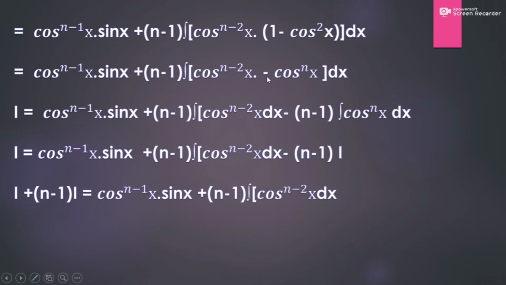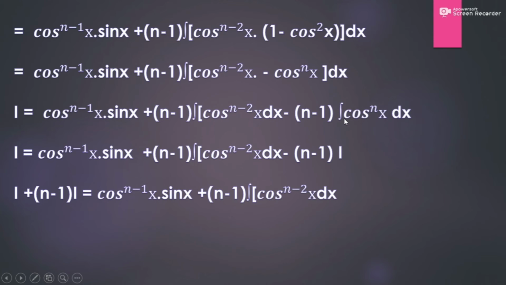Then this minus it is this. Then I is equal to cos^(n-1)x sin x plus (n-1) times the integral of cos^(n-2)x dx, minus we will multiply this (n-1) to this whole term. Then (n-1) times the integral of cos^(n-2)x dx minus, then multiplying, (n-1) times the integral of cos^n x dx. So it is the repeated integral.